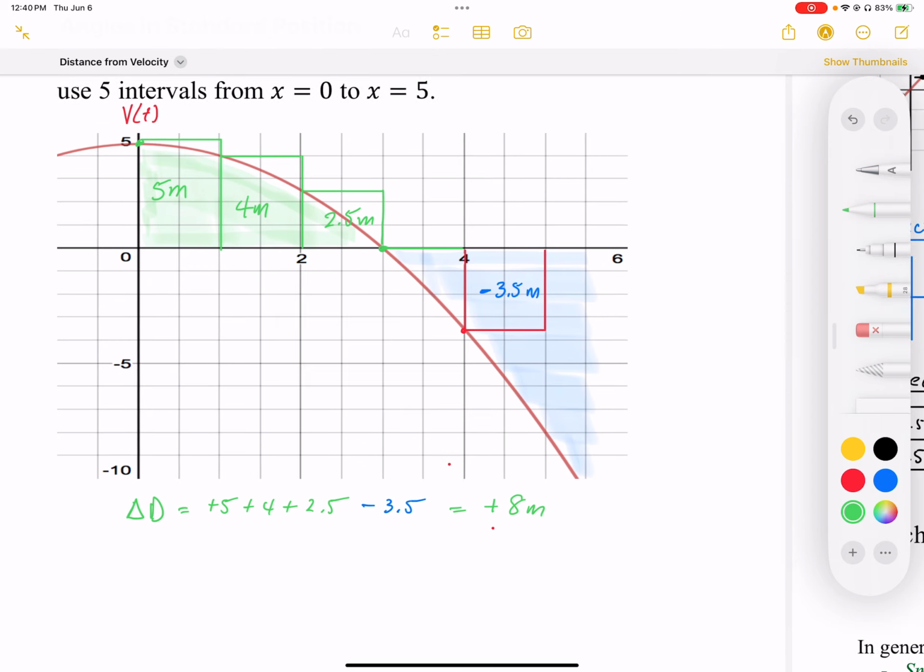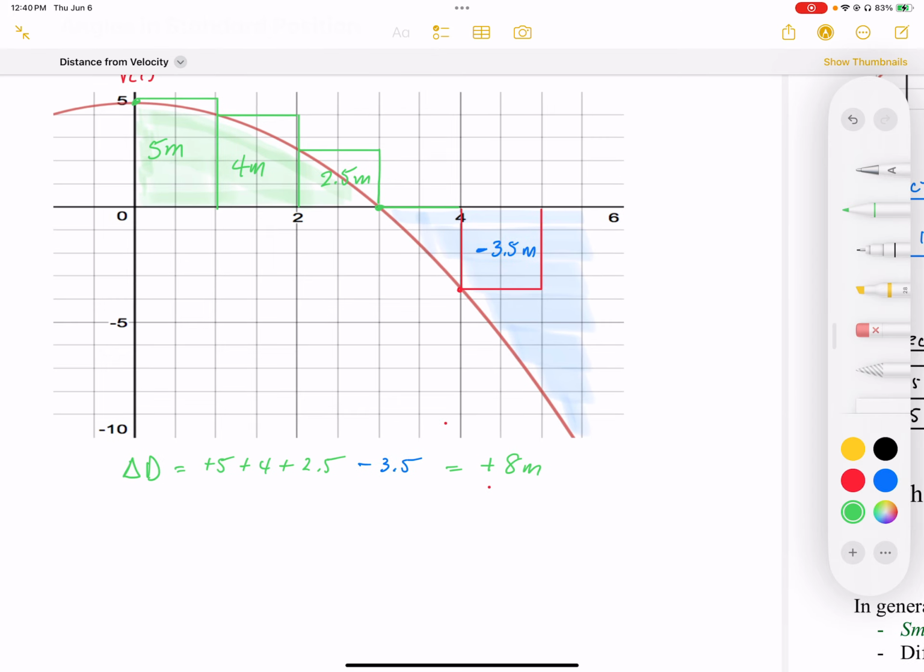Now, this is different than distance. Our distance traveled is equal to the absolute value of the displacement. So it's going to be 5 plus 4 plus 2.5, but instead of minus 3.5, we're going to add that as 3.5 units of distance traveled. In that case, we're going to end up with 15 meters of distance.